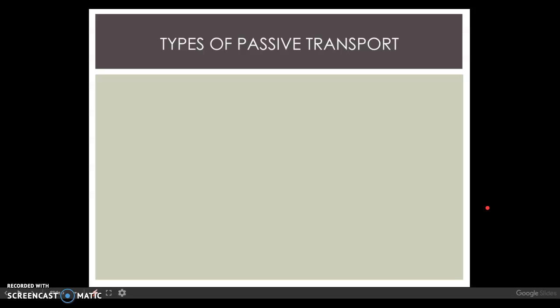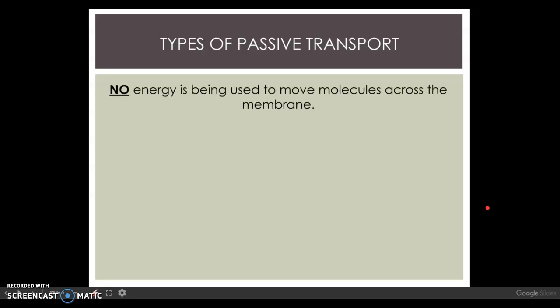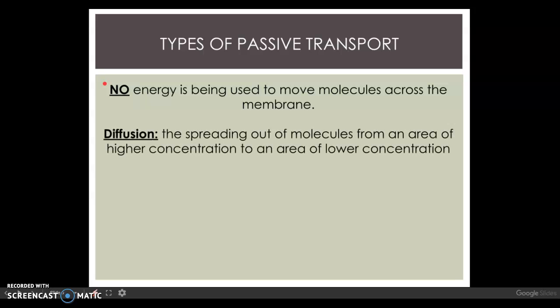We're going to talk about two types of transport, passive and active transport. The rest of this video will cover types of passive transport, and the next one will be about active transport. In passive transport, again, this involves molecules going across the cell membrane. In passive transport, no energy is being used to move these molecules across the membrane. They are naturally going with the concentration gradient from a high to low concentration.